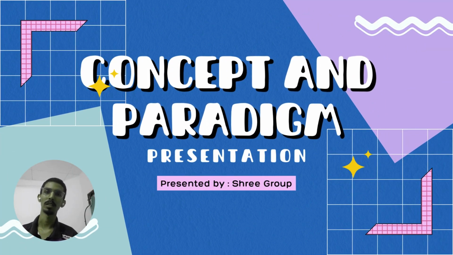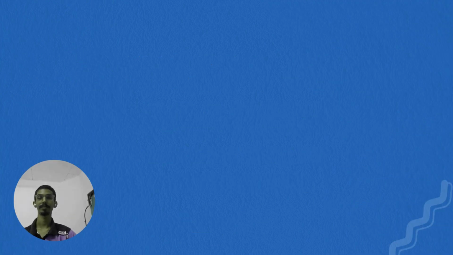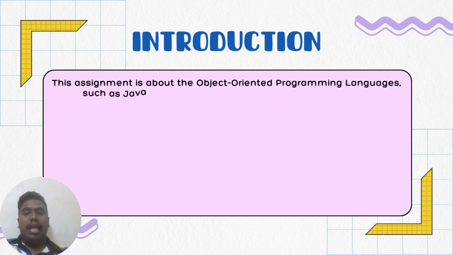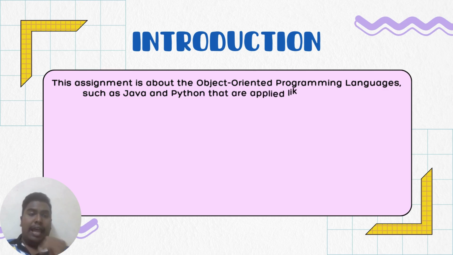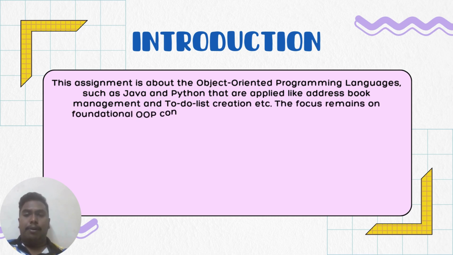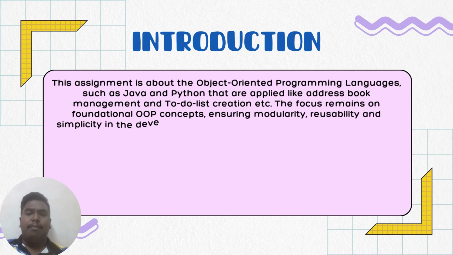We will be presenting the assignment for the concept and paradigm assignment to analyze OOP programming languages. This assignment is about object-oriented programming languages such as Java and Python that are applied to address book management and to-do list creation, etc. The focus remains on the fundamental OOP concepts, ensuring modularity, reusability, and simplicity in the development process.